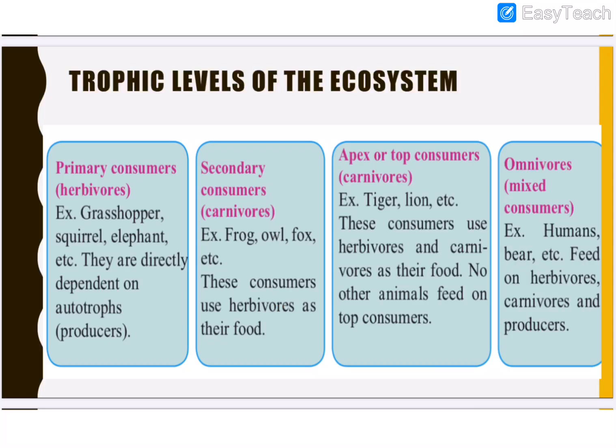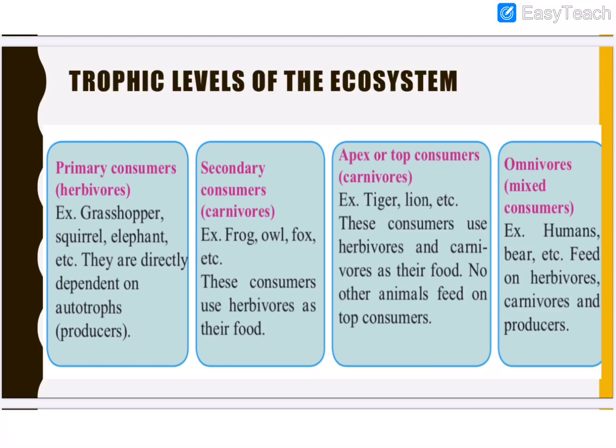So these consumers use herbivores as their food. Secondary consumers consume the primary consumers. Which are the primary consumers? Squirrel, grasshopper, deer, bear. So these secondary consumers consume the herbivores or primary consumers. Frog, owl, fox. Frog eats insects and grasshopper, and owl also eats insects. Rat and fox eat squirrels, deer, etc. So these consumers use herbivores as their food. So I am talking about the secondary consumers or carnivorous animals.